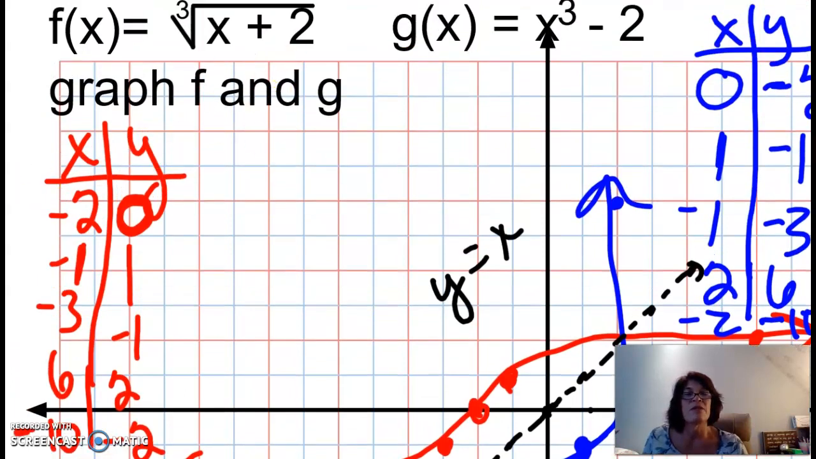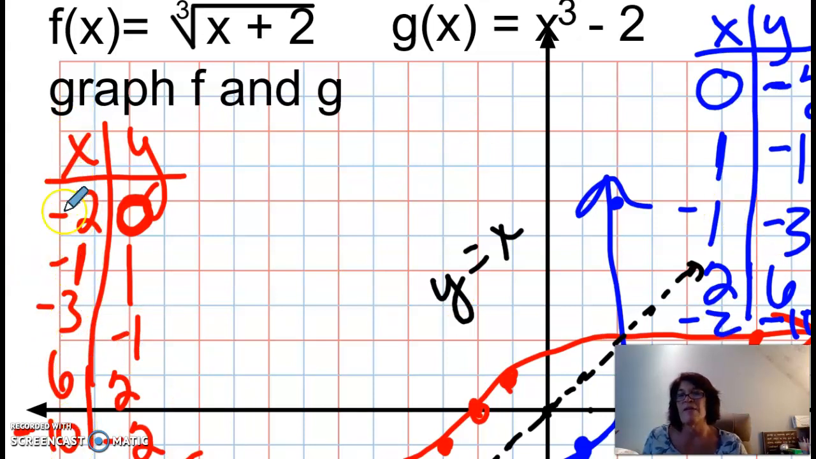Also, the domains and ranges are switched, if you notice. Here we have negative 2, 0. In g of x, we have 0, negative 2. Here we have negative 1, 1. In g of x, we have 1, negative 1. Here we have 3, negative 3. In g of x, we have negative 1, negative 3.